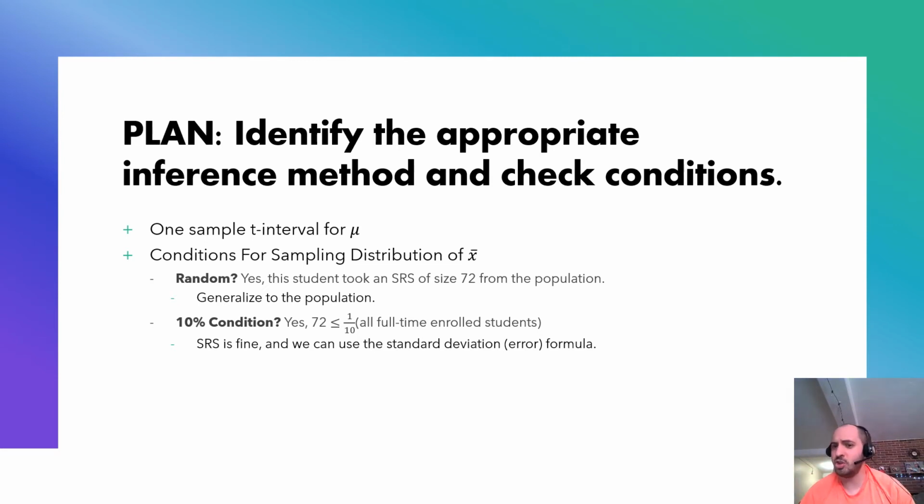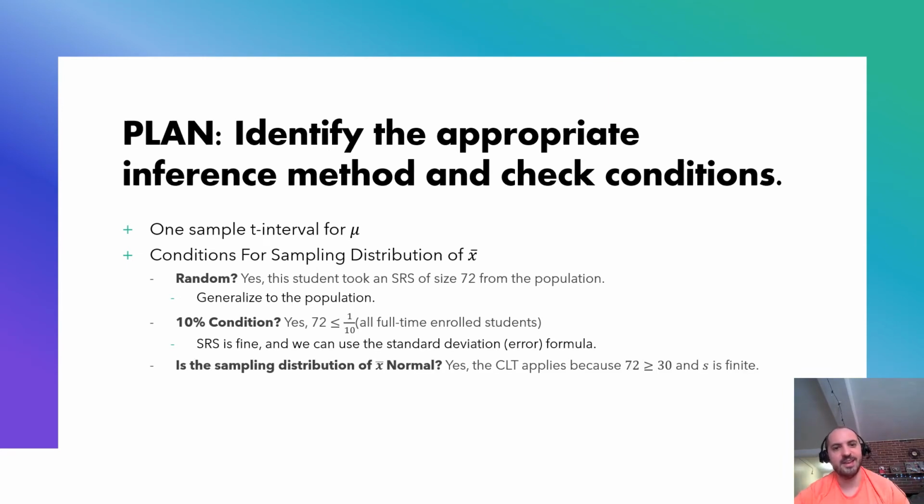But we also need to know the shape. We want to make sure: is the sampling distribution for sample means normal? Because when things are normal, we have lots of tools, but if they're not, we struggle at times. And in this case, it is. We know that our sample size is big enough. 72 is bigger than or equal to 30, and our sample standard deviation is finite, so we can apply the central limit theorem here. We maybe don't know what the population distribution shape is, but the sampling distribution shape is normal. Central limit theorem is good.